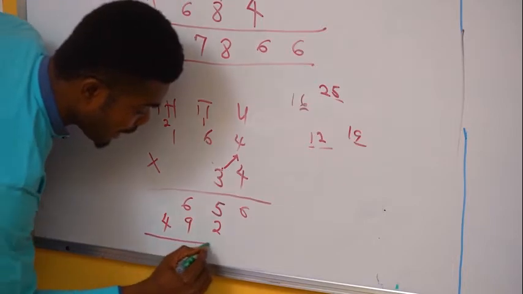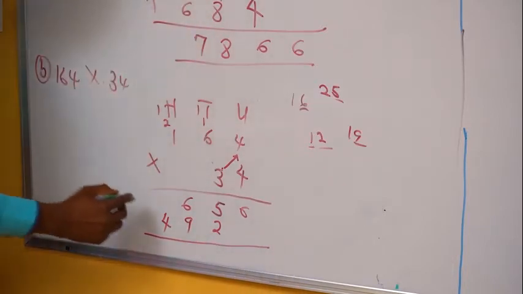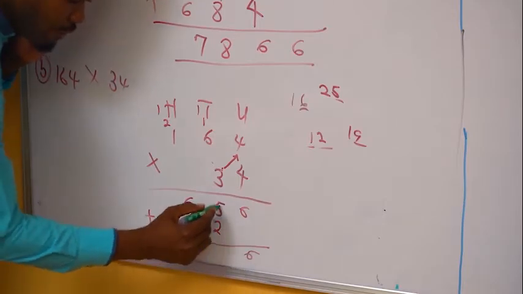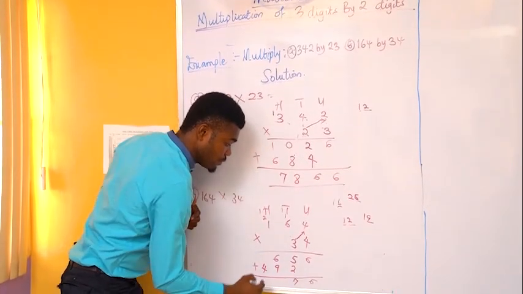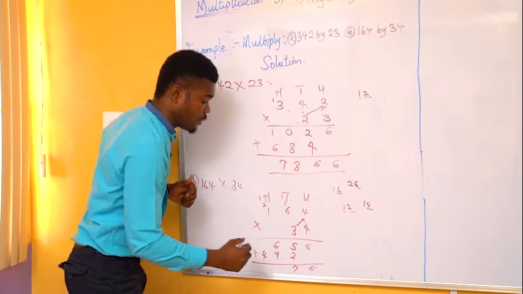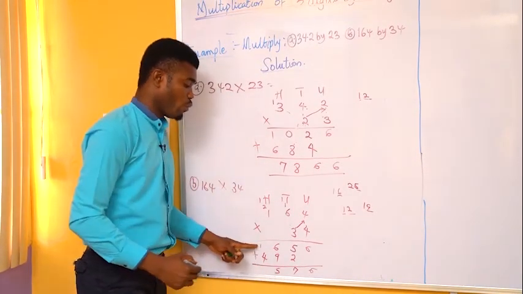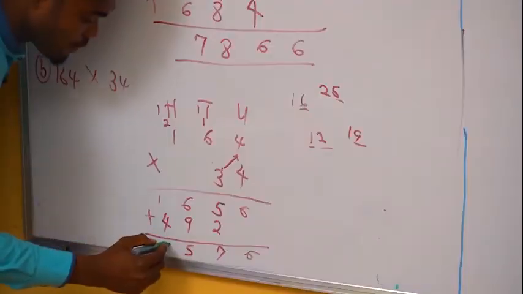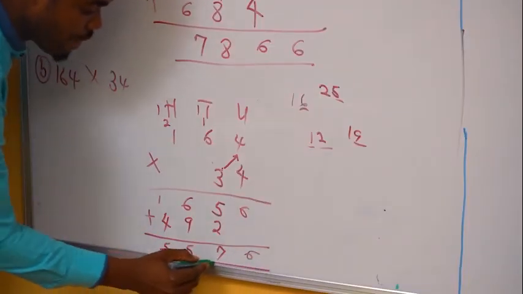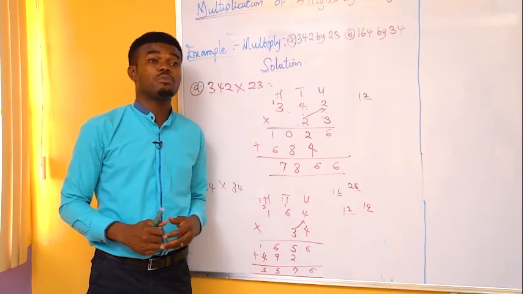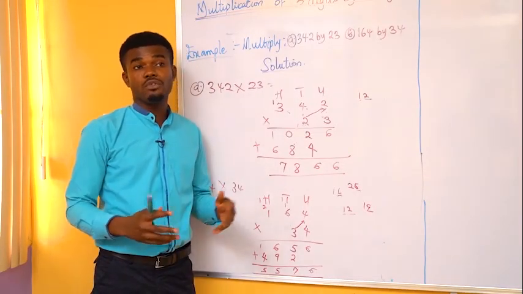So we rule another line, and what do you do here? You sum them up together. 6 here, 5 plus 2 is 7, 6 plus 9 gives us 15. Write down 5, carry 1. Then we do 1 plus 4, which gives us 5. So our answer is 5,576. I'm going to send you more exercises and more work to practice with.